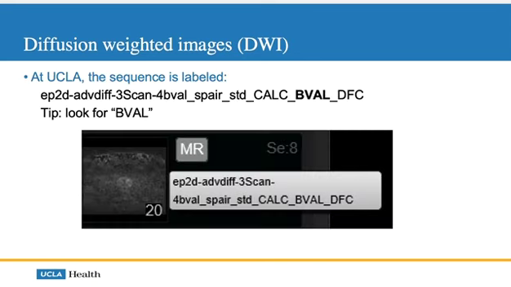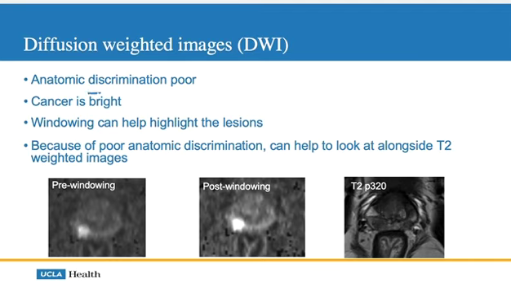So at UCLA, the diffusion-weighted imaging has a very, very long name that I've described here. But one thing that you can look for is basically this BVAL, calc, BVAL, and DFC. So that's what I do when I'm looking at these images. I find the one that has this very long name here, and I find the one that says calc, BVAL, DFC. That is the diffusion-weighted image sequence that you're going to be interested in looking at. So let's look at some of these images. So again, in diffusion-weighted imaging, the anatomic discrimination is relatively poor.